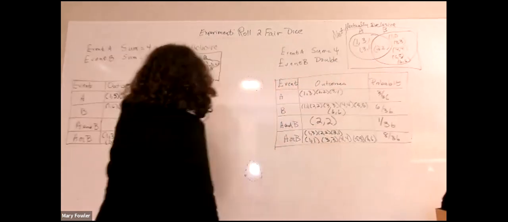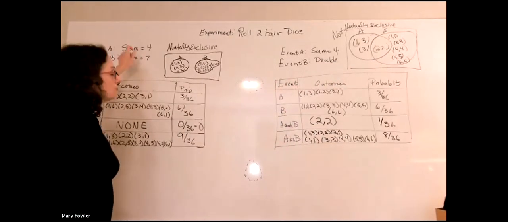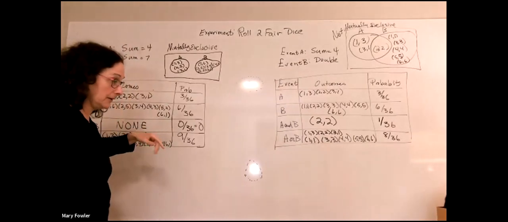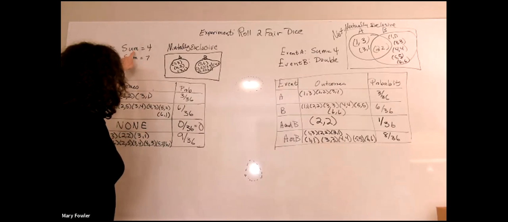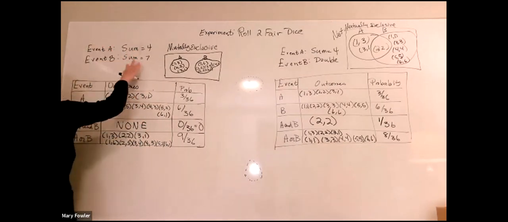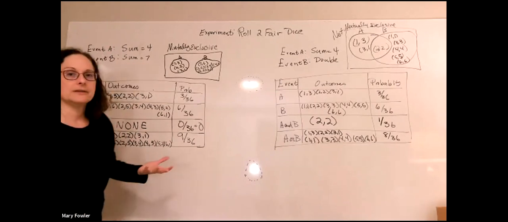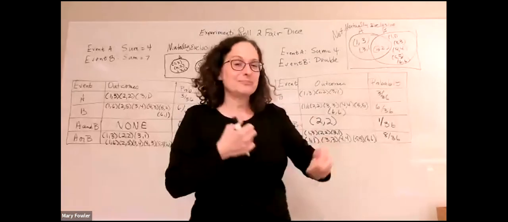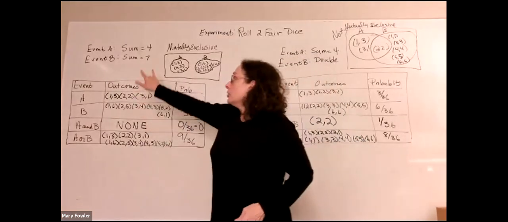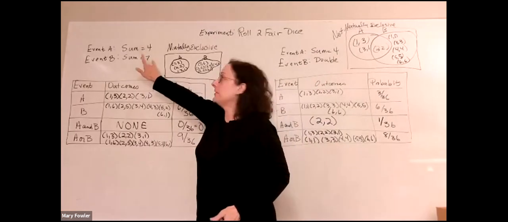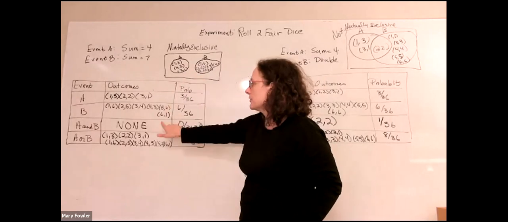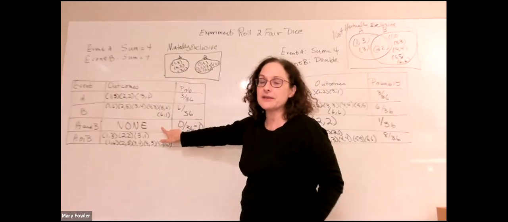And just to catch up, the experiment is that you roll two six-sided dice, and they're fair. Event A here is that the sum is 4, and event B is that the sum is 7, and there is no way to roll two dice and get both the 4 and the 7. So the sum 4 and the sum 7 are mutually exclusive events. The fact that they are mutually exclusive is part of what we see in the AND event having a probability of 0.